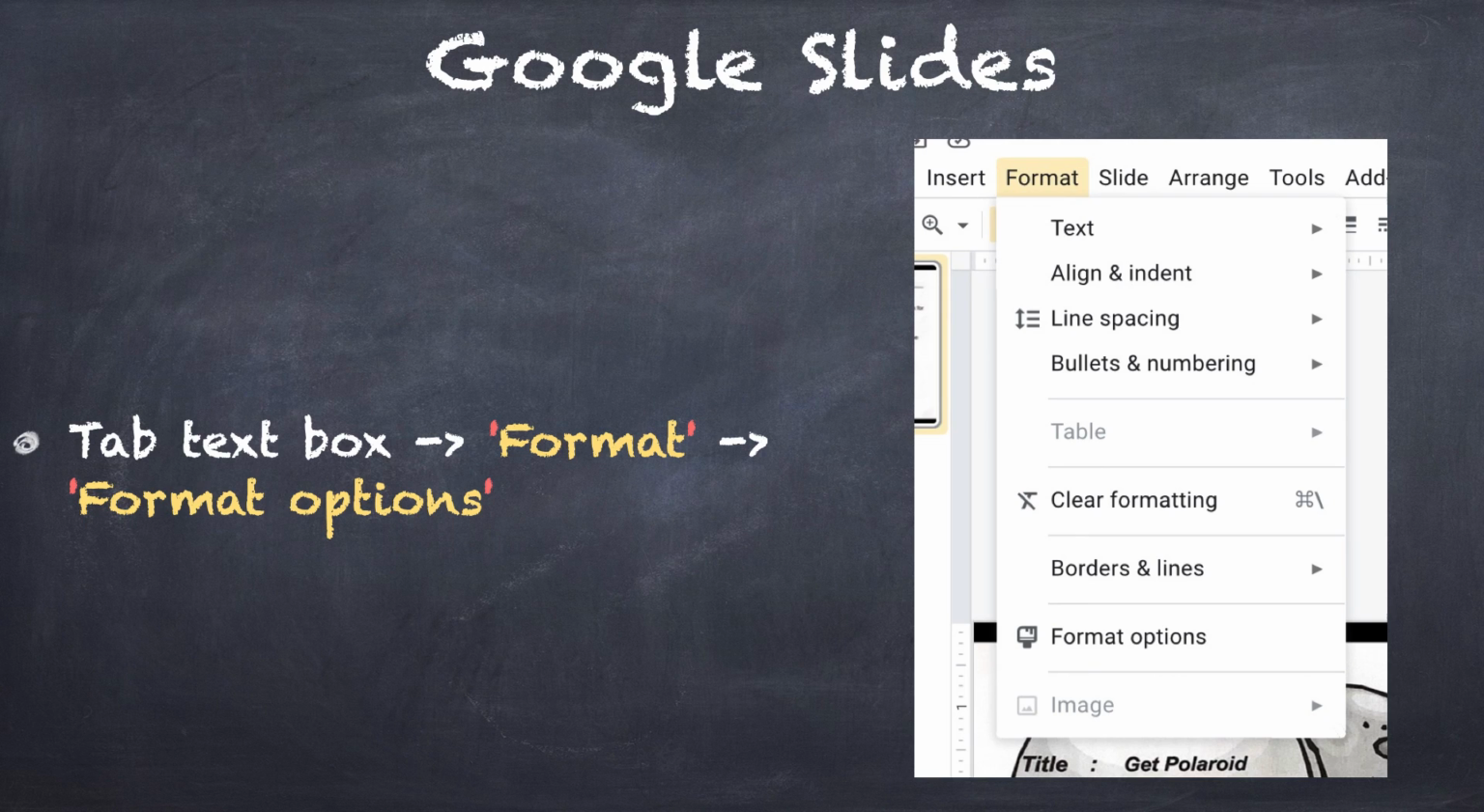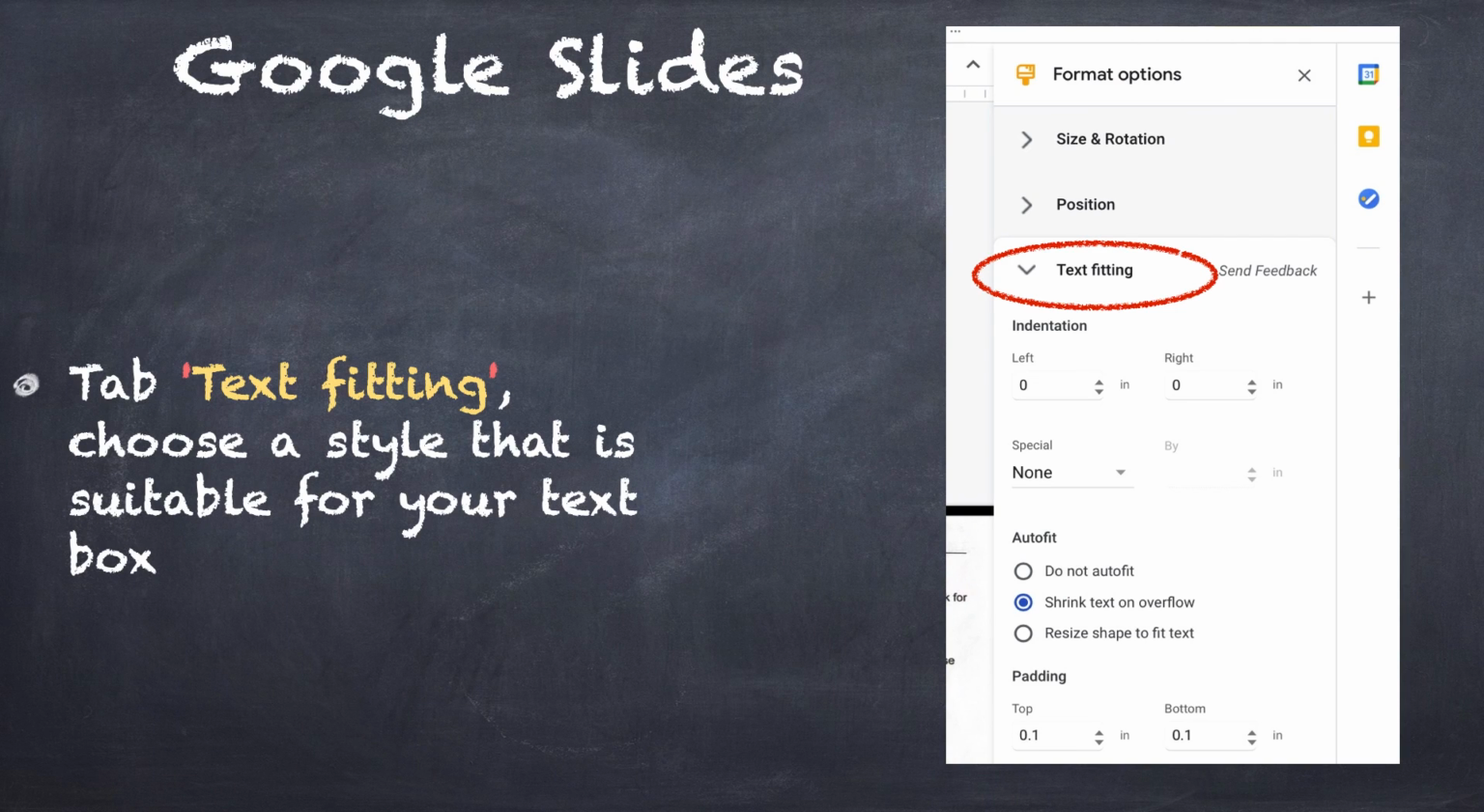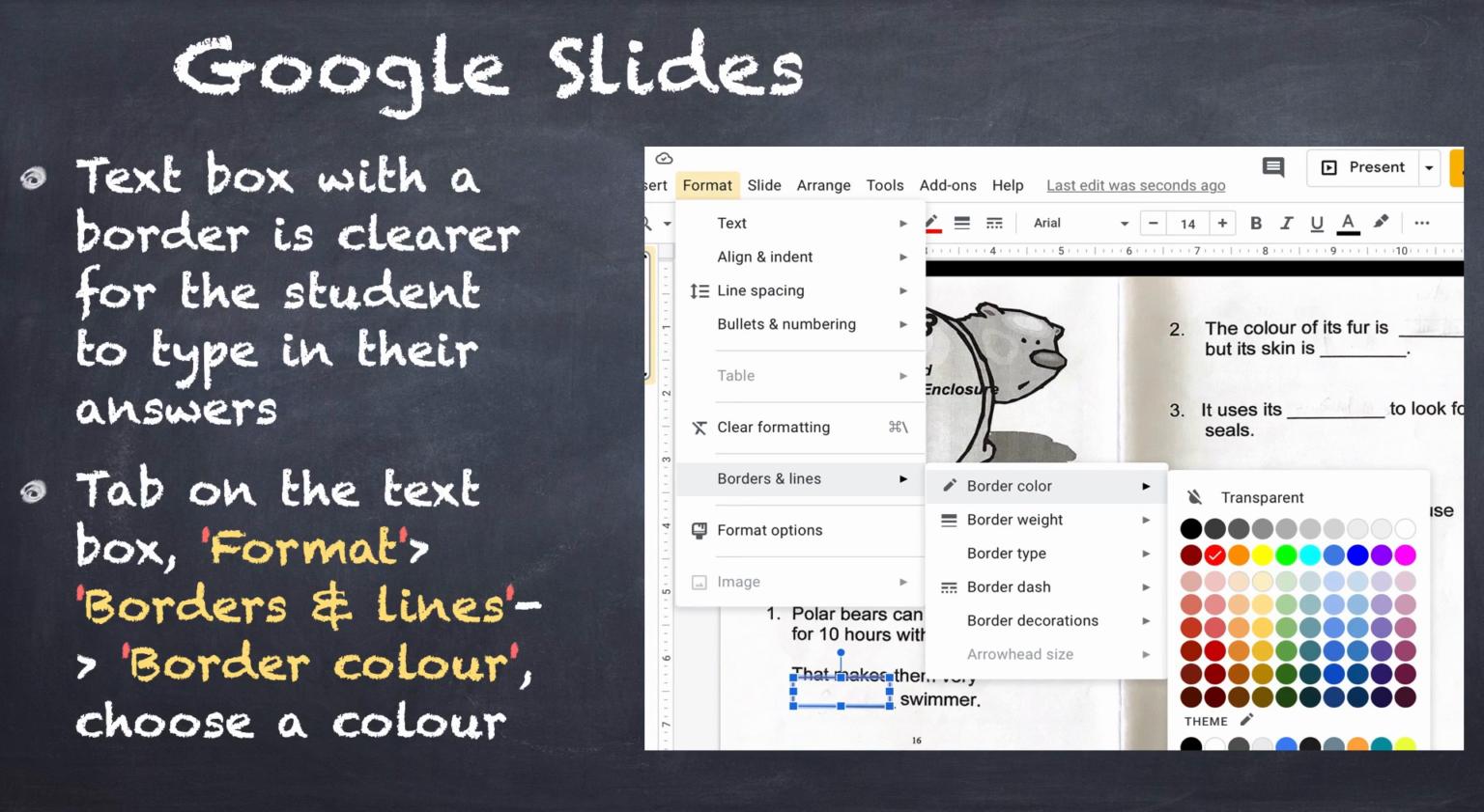Tap on the text box and then tap on Format, followed by tapping on Format Options. Tap on Text Fitting and choose a style that is suitable for your text box. A text box with a border is clearer for the student to see and know where to type in their answers. Tap on the text box. Tap on Format. And then tap on Borders and Lines, followed by tapping on Border Color. Choose a color.